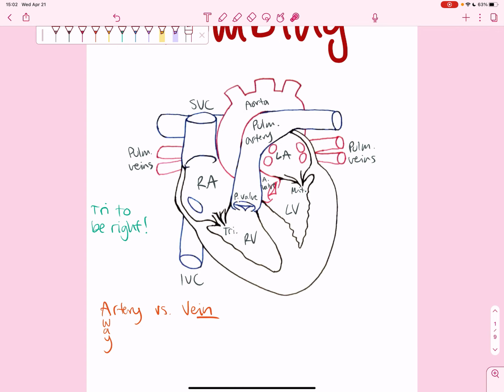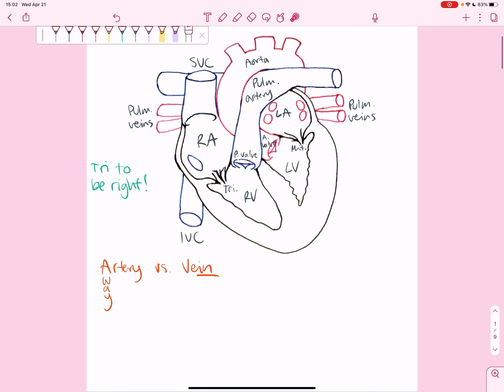Okay. A little bit more about the heart pumping. So let's just go over systole and diastole. So systole is, you know what? I'll write it out here. Systole, spelled systole as such.